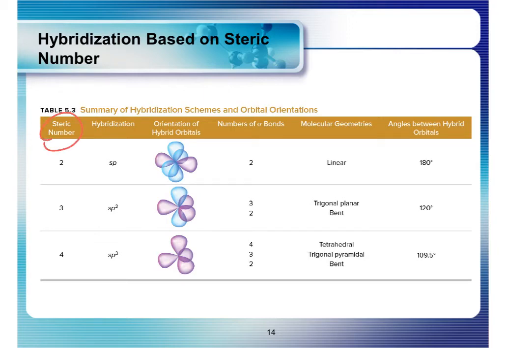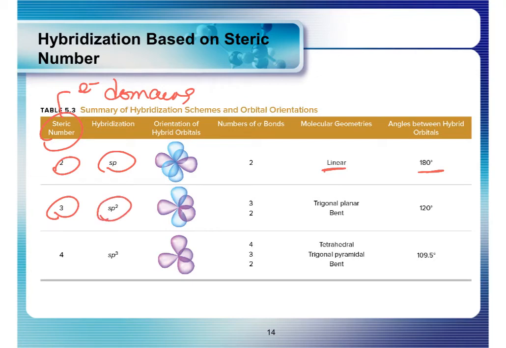Remember that steric number is just another term for electron domains. So if we have only 2 electron domains, our hybridization is going to be sp, just as we said. That's associated with a linear shape, 180 degree bond angle. If we have 3 electron domains, we need 3 hybrid orbitals, so that means sp2.